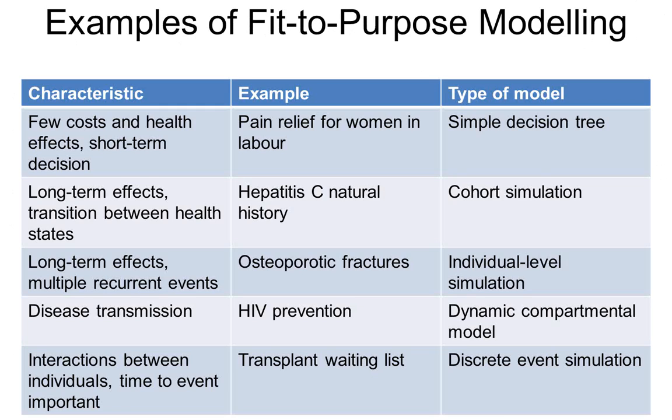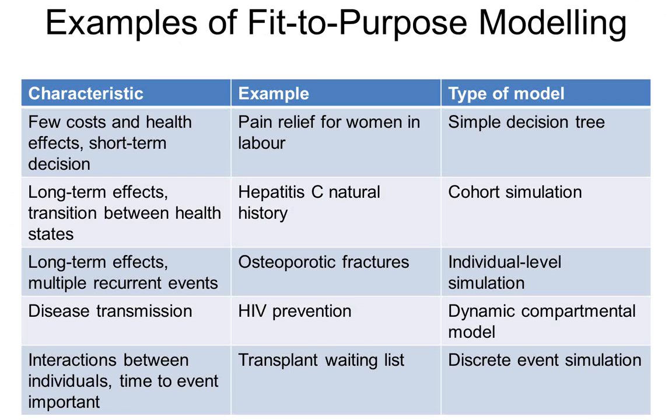So let's look at some examples. So if we had a condition where there were few costs and health effects and the decision was being made over the short term, we might be able to use a simple decision tree. An example of that might be pain relief for women in labor, where both the intervention has its effect over a short time horizon, the costs are over a short time horizon, any adverse effects are over a short time horizon, and so we can model that fairly easily.